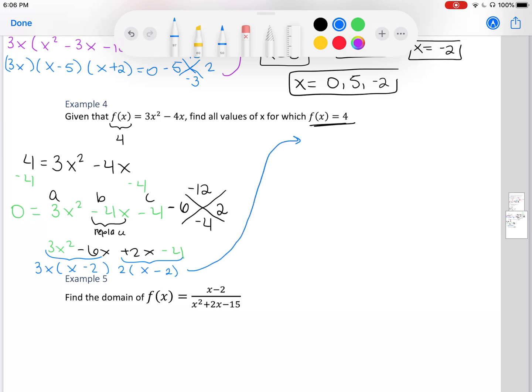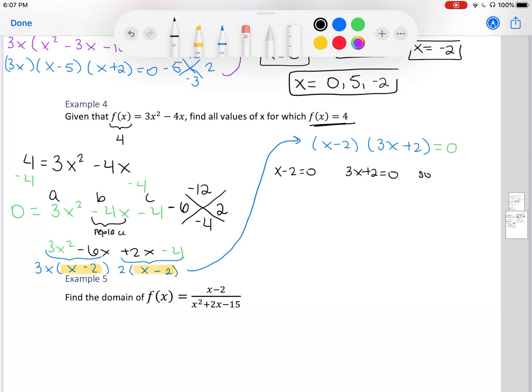Okay, we see we have the same thing in the parentheses, so we can factor that out, so that we're left with x minus 2 times 3x plus 2, and all of this is equal to 0. So let's go ahead and set each factor equal to 0, so that I have x minus 2 equals 0, and 3x plus 2 is equal to 0.